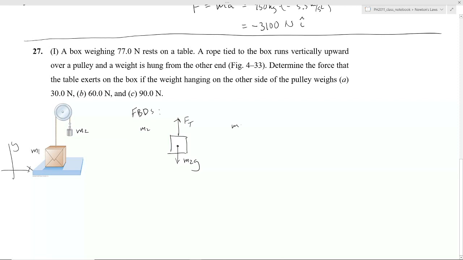For mass 1, also fairly straightforward. We're going to have the tension force, again, pointing up. We would have this object's weight pointing down. And then, of course, we would also have the normal force pointing up.